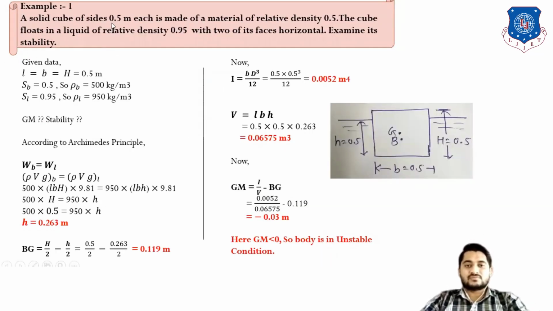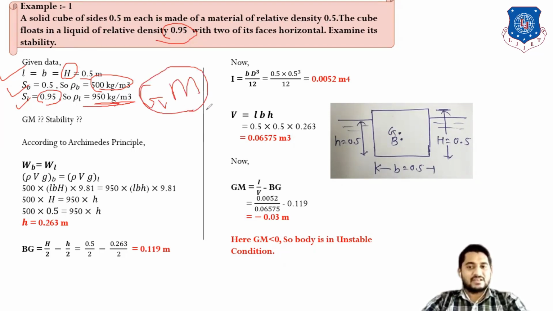A solid cube of 0.5 meter each, that means for the cube length, width and height, height is equal to capital H is 0.5, with the material with relative density 0.5, S of body material 0.5. So rho of the body is 500 kg per meter cube. Next, it floats in a liquid with relative density 0.95. Here as a liquid, water is not there, so S of liquid is 0.95, so rho of the liquid is 950 kg per meter cube. For stability, we have to find the value of metacentric height simply.